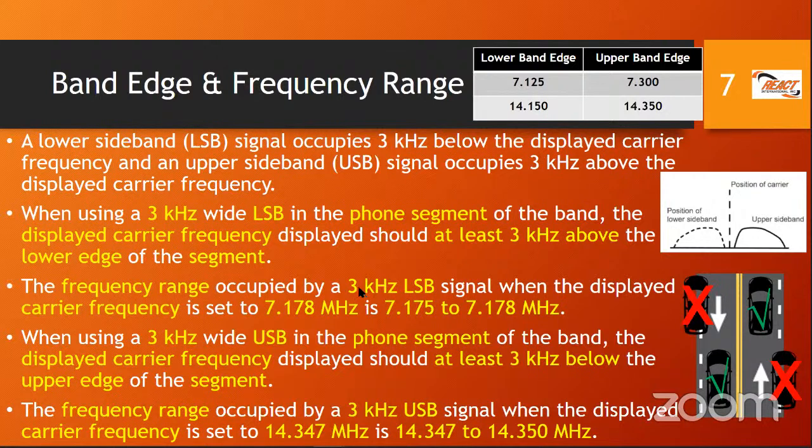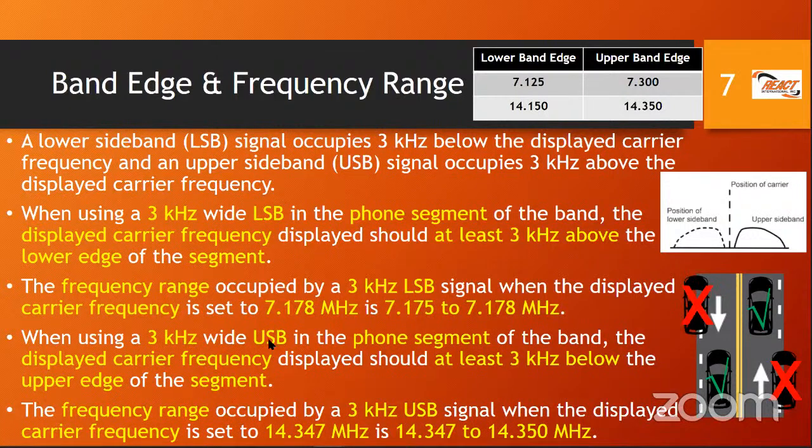Your carrier frequency or radio display is 7.178, but you are transmitting with a bandwidth of 3 kilohertz. So you have to subtract 3 kilohertz from 7.178, and that's how we get 7.175. We subtract 3 from the 8 and we get 5. This frequency range is what your transmission will actually occupy, and you need to make sure that you're within your range, your band edge, or your subsegment.